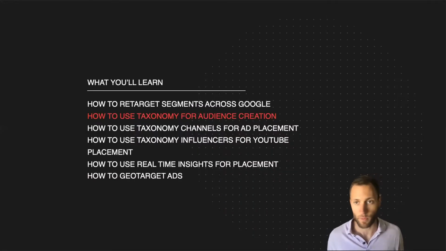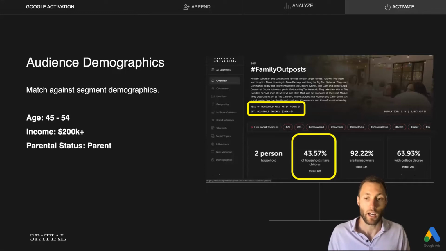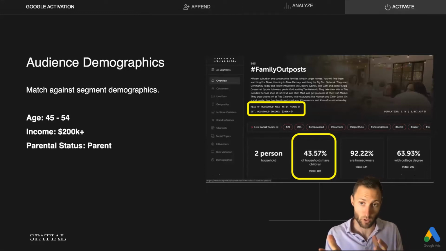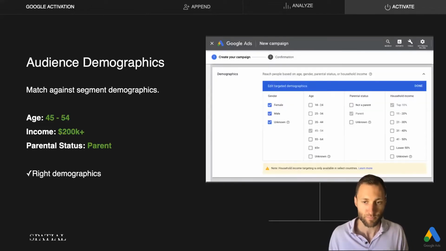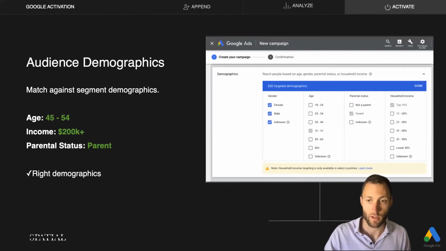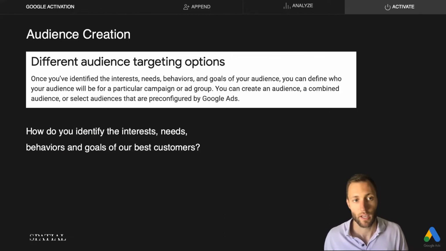Okay, so if you haven't spent $50,000 within Google, you can also still get these segments, and you'll use the taxonomy to do that. The first thing is demographics. So we're going to look at the taxonomy for Family Outpost, and we find things that are really clear here. They're age 45 to 54, make high income, and they tend to be parents. And so we can hit those exact demographics by creating a campaign and filtering those demographics within Google Ads. So now we've got a check mark on the right demographics. This is where the taxonomy becomes really helpful. It's pretty cool.